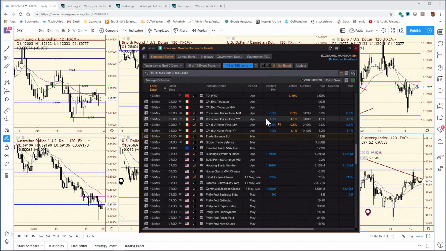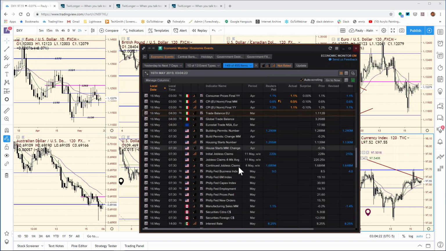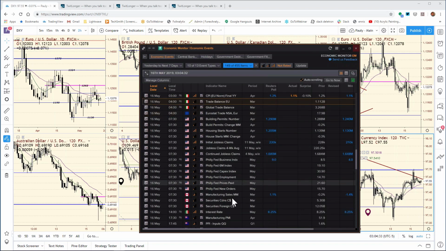Just that Italian CPI just going to come out, and that's going to pretty much cover it until we get into the U.S. session. We do get building permits and housing starts, as well as initial jobless claims. We also get the Philly Fed business index. Last month was 8.5. They're looking for 9.0. And we also get Canadian manufacturing sales.